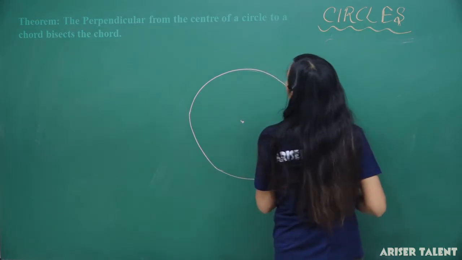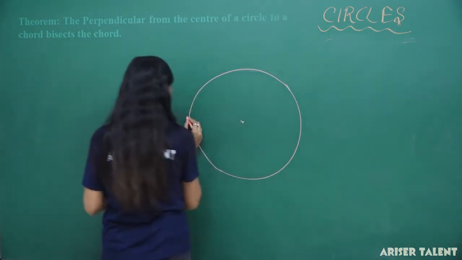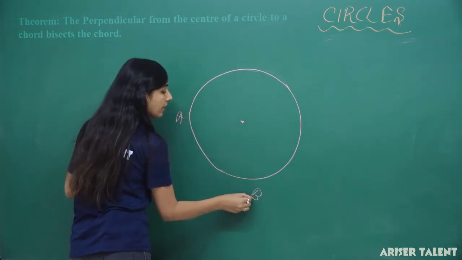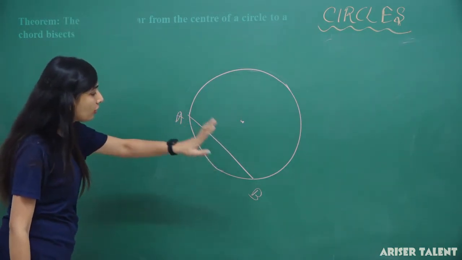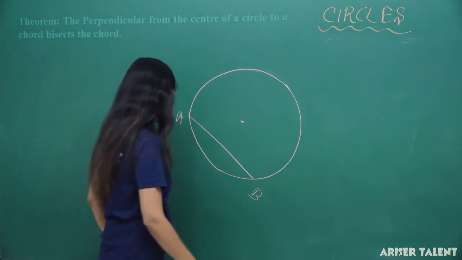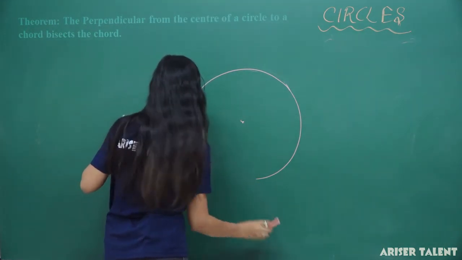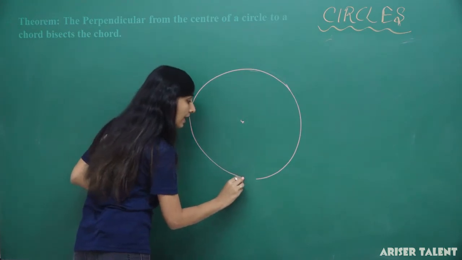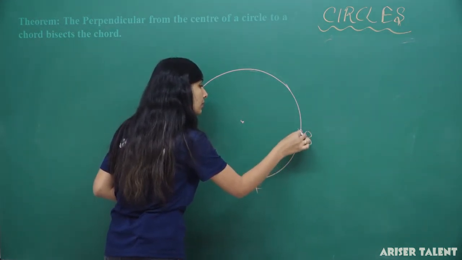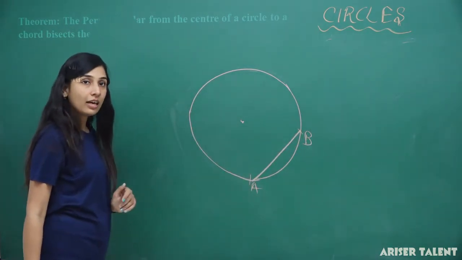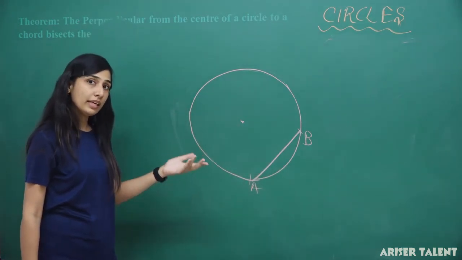Now, the perpendicular from the center of the circle to a chord bisects the chord. It's saying that if you have AB as your chord, now you will say, ma'am, why does your chord always lie this side? Any chord you can take. Let's suppose this is A and this is B. Can it be horizontal? Yes, it can be.